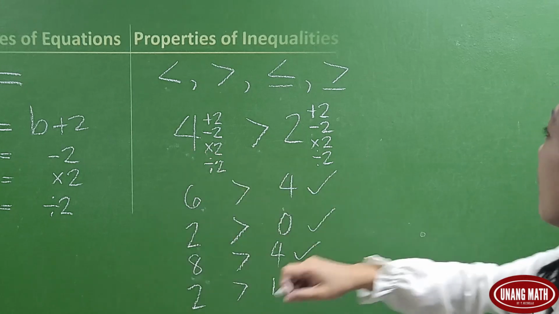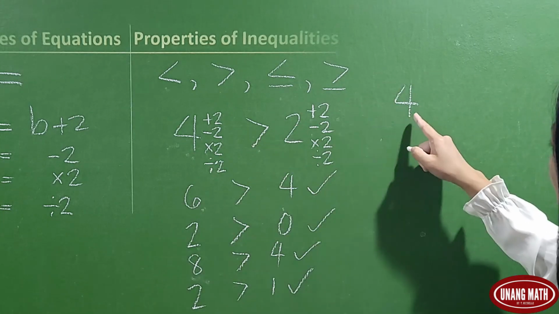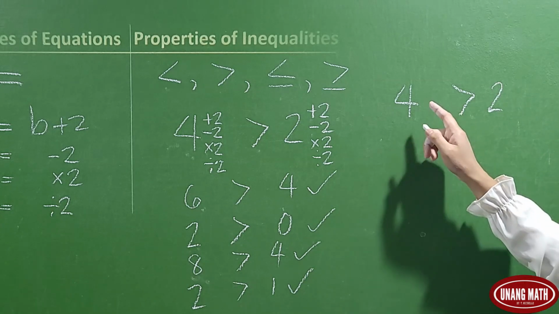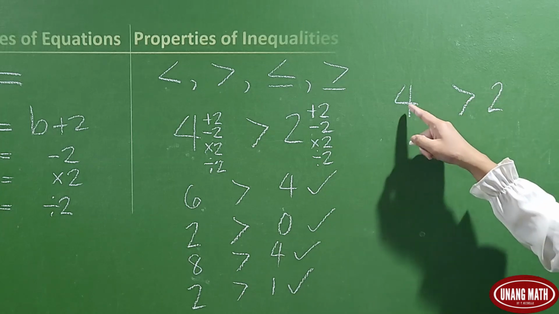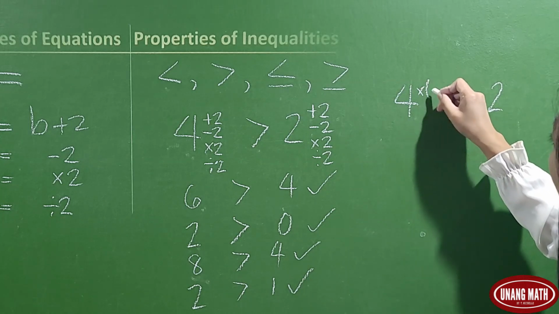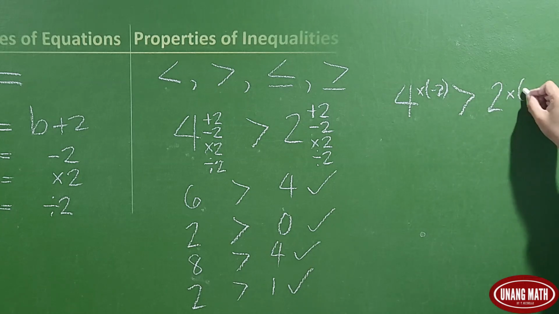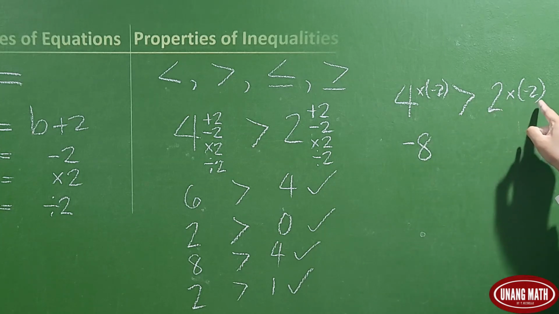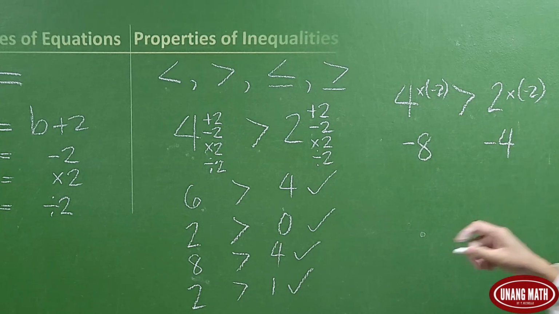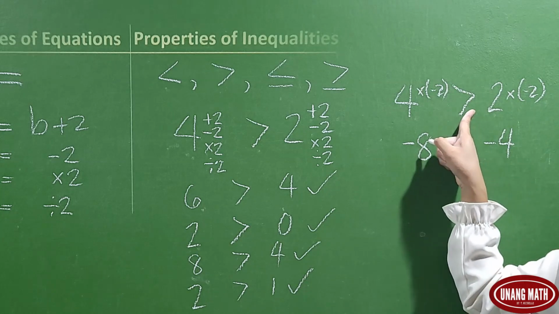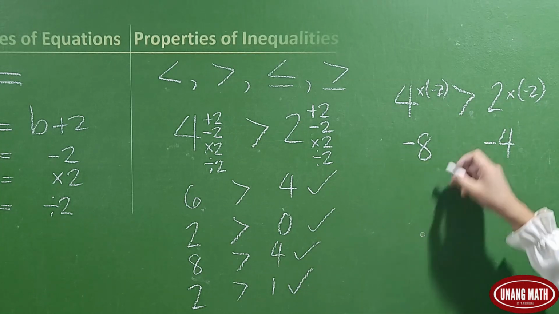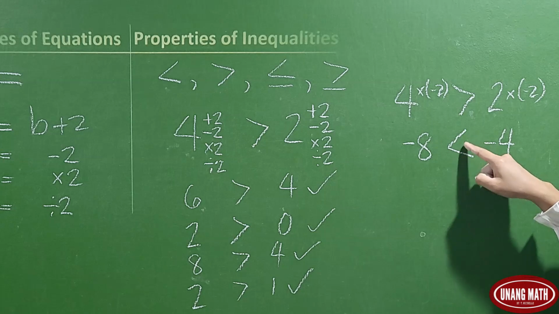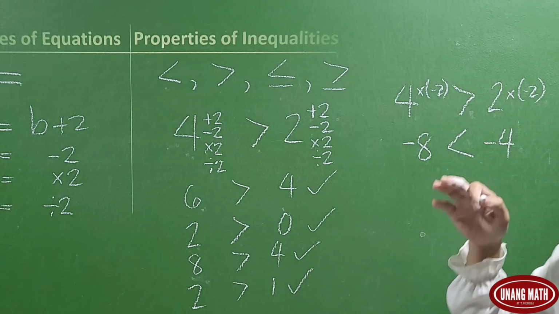Okay, let's give an example. Okay, our inequality is 4 is greater than 2. Okay, if we multiply a negative number on both sides of the inequality, let's say multiply negative 2, and here is times negative 2 also. So 4 times negative 2 is negative 8. 2 times negative 2 is negative 4. Negative 8 is not greater than negative 4. Negative 8 is less than negative 4. So the inequality symbol reverses or changes.